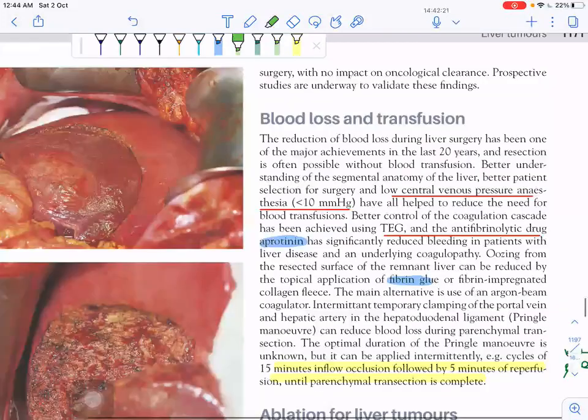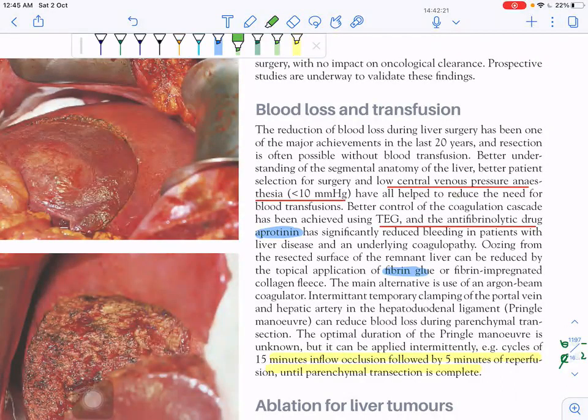What they are telling is for better understanding: how to reduce the need for blood transfusion. So these are the things. First, the surgeon should understand the segmental anatomy of the liver, with better patient selection for surgery, and low CVP anesthesia. This is very important. Low CVP anesthesia, less than 10 mmHg, they will ask for reduction of blood transfusion. This is controlled hypotension.